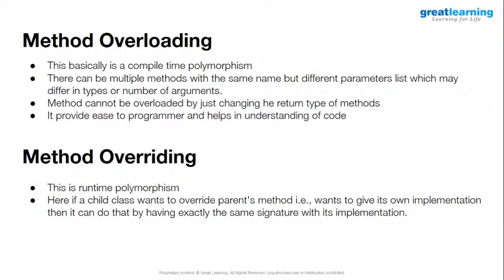One will be double and one will be int, so that won't be method overloading. That will give you an error, okay? Now what is method overloading? Basically, method overloading is compile time. Everything that happens during method overloading happens during compilation. Basically it is polymorphism.